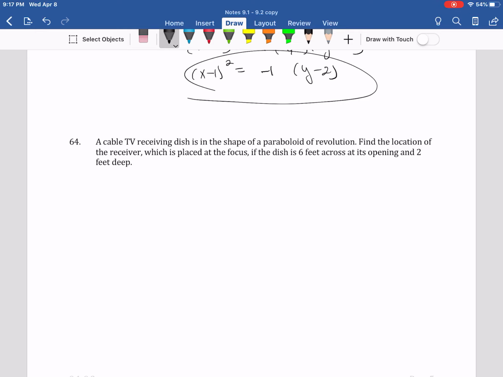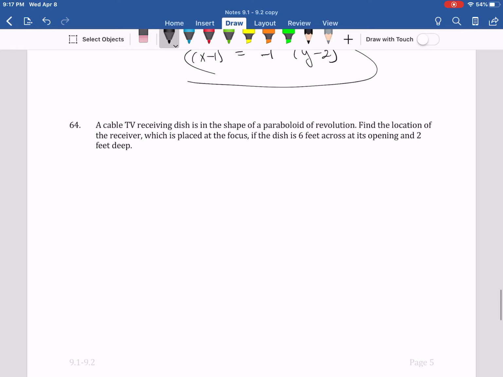Find the location of the receiver, which is placed at the focus, if the dish is 6 feet across at its opening and 2 feet deep. All right, I always suggest drawing pictures, so do your best. Draw yourself a picture. You can position this parabola however you like. I am most comfortable with my parabola opening up, so that is how I'm going to draw my graph.